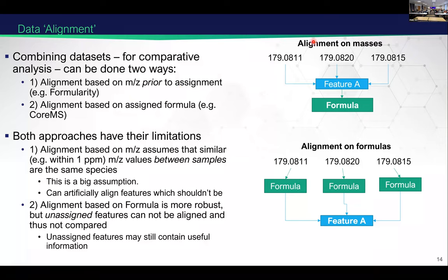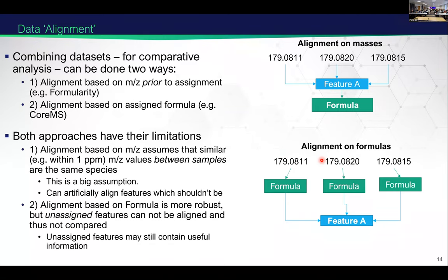And so there's two sort of philosophies on this. Historically, you would take all of your masses before you do anything else with them. And if the masses are close enough between samples, you say that those masses are the same, and then you aggregate them on this pre-assignment alignment.